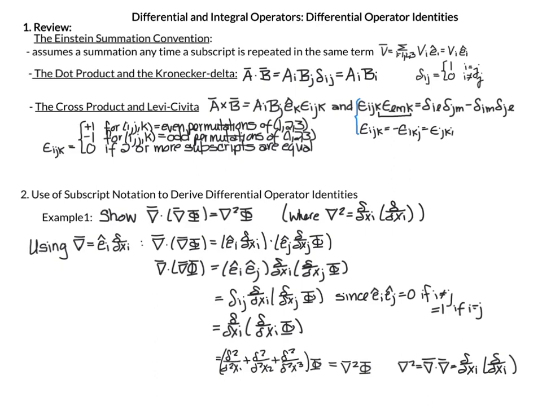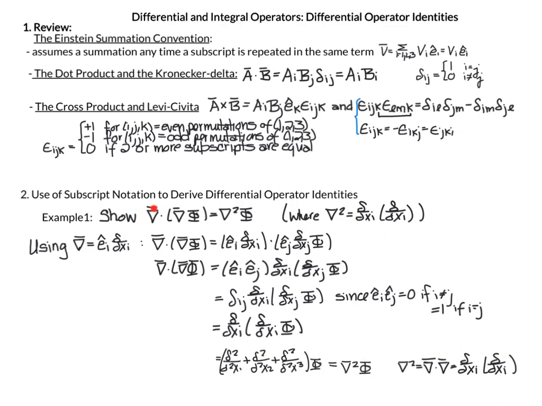In this video, we are going to work on using index notation in order to prove differential operator identities. We will review the Einstein summation convention, the dot product in Kronecker-Delta, the cross product in Levi-Civita, and then we'll use these to do some proofs on differential operators.